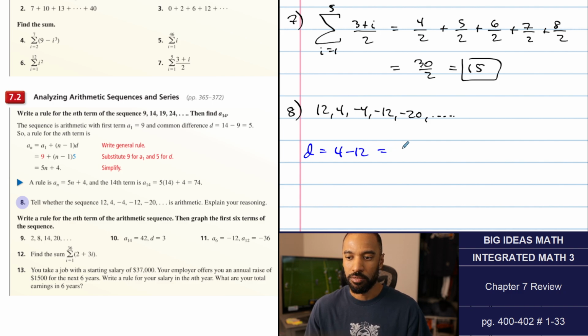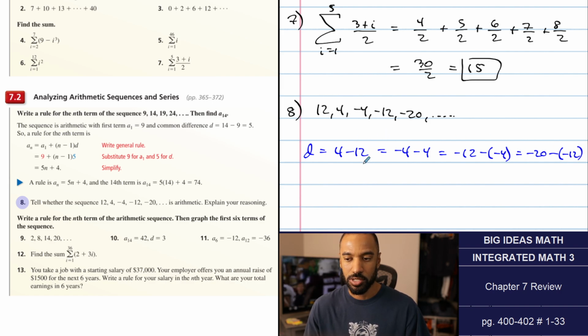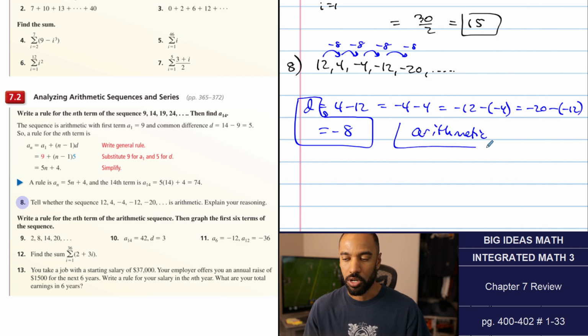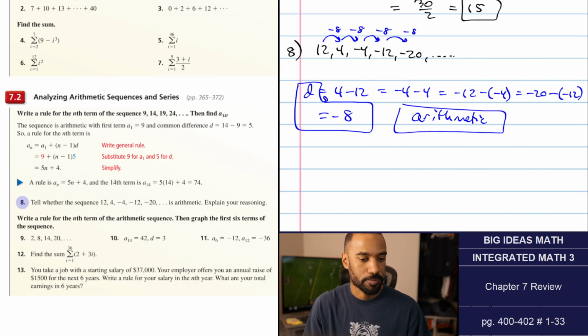Does 4 minus 12 give you the same thing as negative 4 minus 4, negative 12 minus negative 4, and negative 20 minus negative 12? Confusing as this looks, we get -8 from each of these. So we do have a common difference of -8. I think most people can establish, if I asked you, it was 4 minus 8, -4, yes. Subtract 8 each time, yes. Because we have a common difference of -8, it is an arithmetic sequence. That is the reasoning for it. That's what you're trying to justify. This mathematically justifies it very well for us, though.